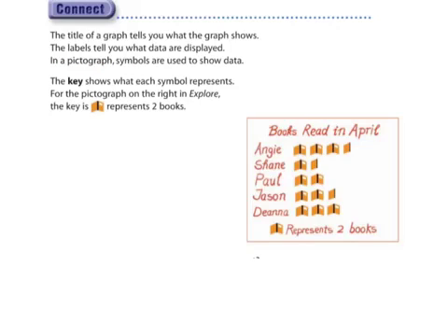And in a pictograph, symbols are used to show the data, and we have here that there's 2 books for each one book picture, and that's actually called a key, sometimes called a legend. A key or a legend shows what each symbol represents. So in this case, the key says that one of these pictures of a book represents 2 books. So when it's only half of one, well, half of 2 is 1 book. So we know here that Angie read 7 books. We can see that Shane read 2.5, so that's 3 books, and so on.